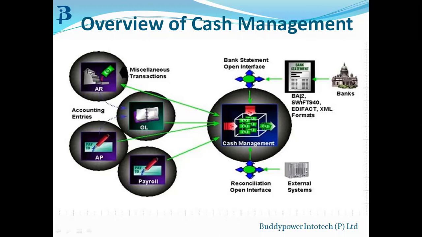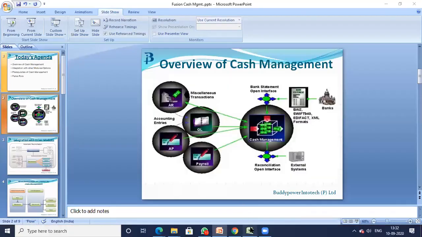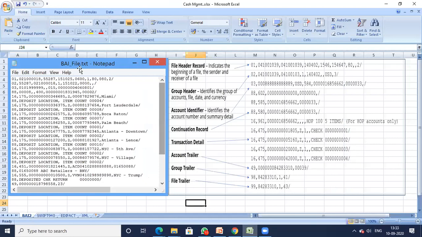Now, BAI2 stands for Bank Administration Institute. This is basically a file format for performing electronic cash management balance reporting. I'll just show you how the format looks. This is your BAI file. This is how it looks when you load it in the system. Here is your file header 01, group header. This is more technical, but it's good to know how the system works. So this is how your BAI format looks.